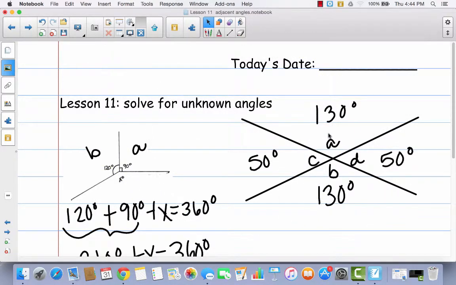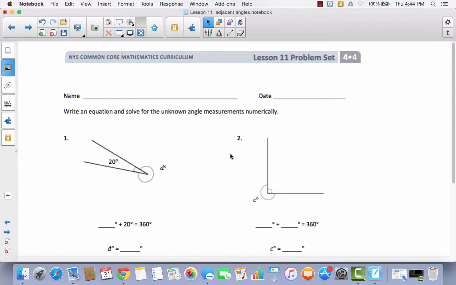Hopefully you learned that when you have intersecting lines, the opposite angles are equal. So if A is 130 degrees, then B is 130 degrees. If C is 50 degrees, then D is 50 degrees. We're going to use this new skill to help us solve for some unknown angles. All right, so let's go ahead and take a look at our problem set. And remember, if this is a little bit confusing to you, that is okay. Hang in there. We'll work through this together.